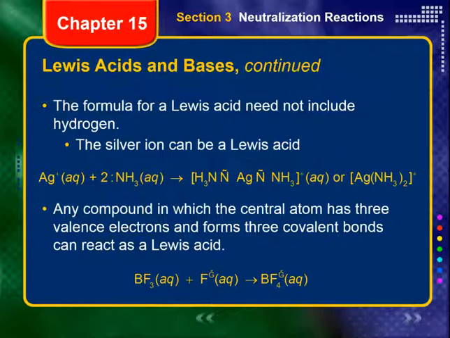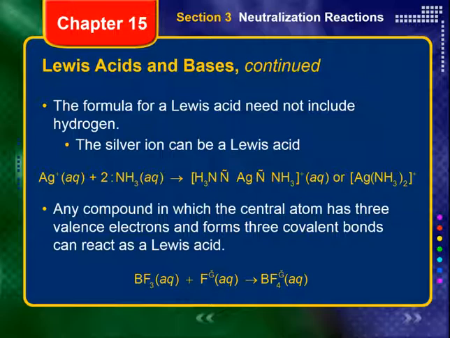The formula for a Lewis acid need not include hydrogen. It doesn't have to have hydrogen. Remember, when we talked about acids before, as a proton donor, it's got to have a proton to start with. When an Arrhenius acid raises the concentration of hydronium in solution, it's got to do that by having hydrogen in it. But a Lewis acid doesn't actually have to have hydrogen. So that's a big distinction here.